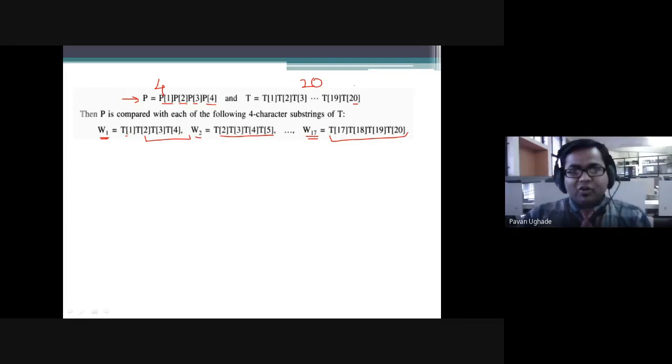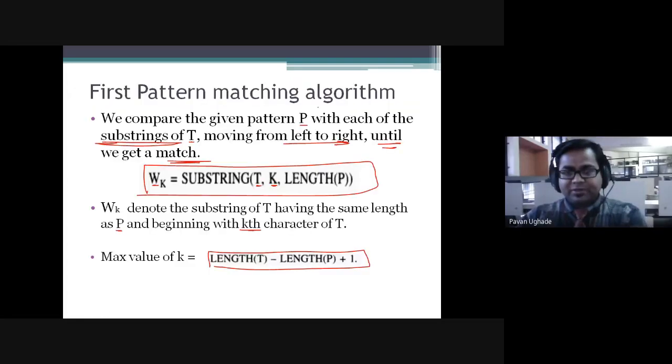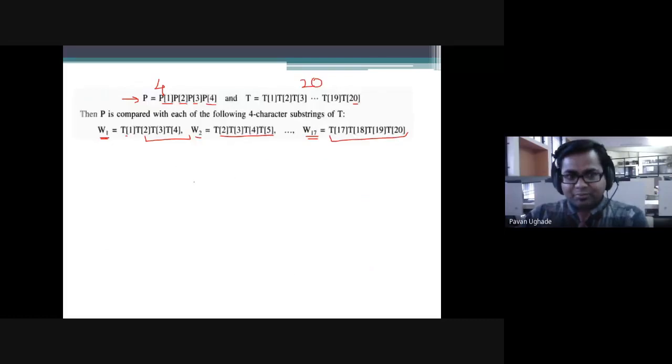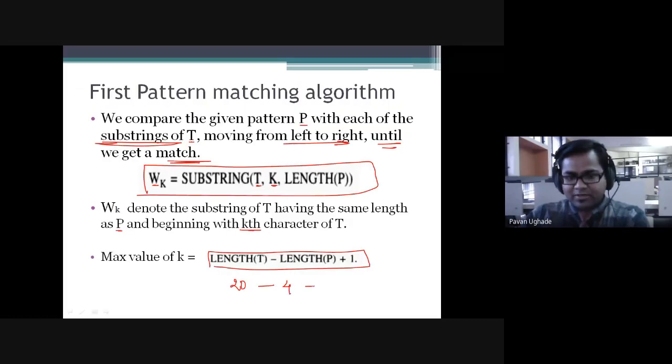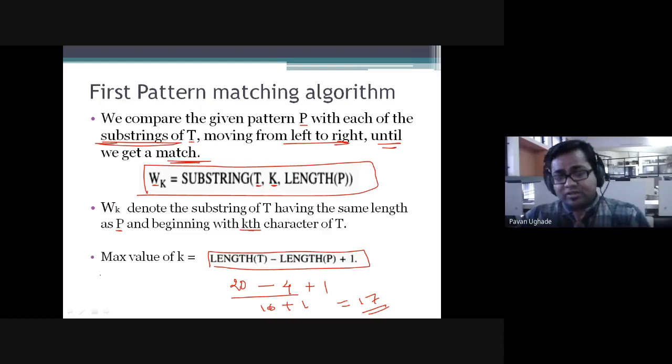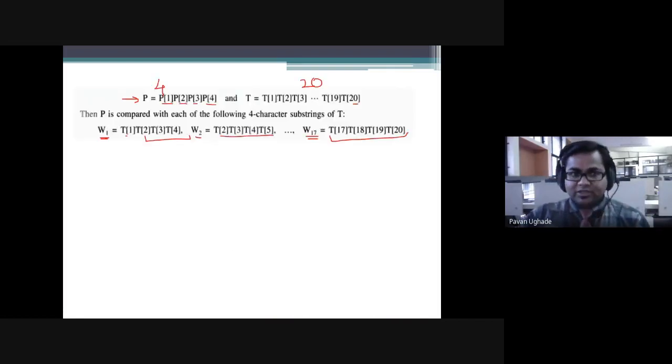Now if you apply the formula that we discussed in the previous class, here the length of T was 20, minus the length of P. If you come back and see here, the length of P was 4, plus 1. Now do the calculation: 20 minus 4 is 16, plus 1. So these are the number of substrings which are possible. This is the maximum number of substrings possible from the capital T with the length of P, right?